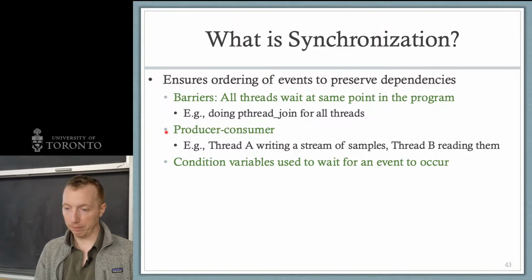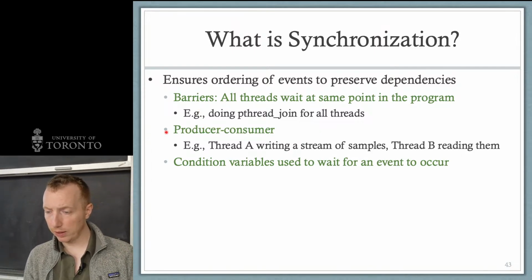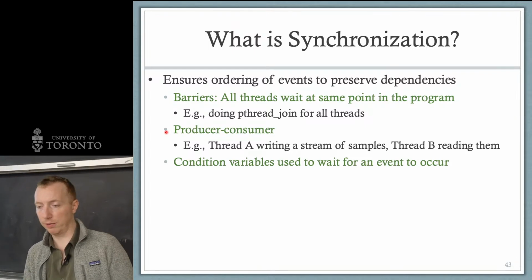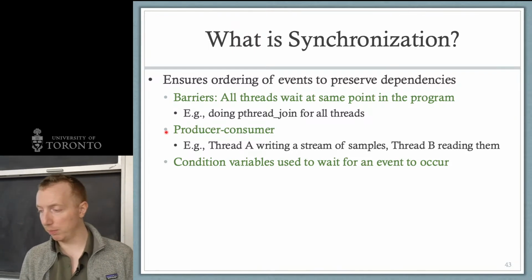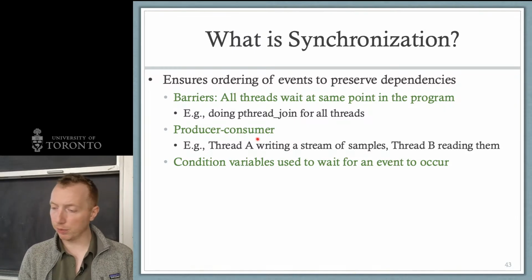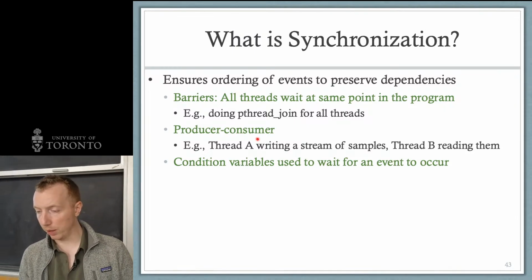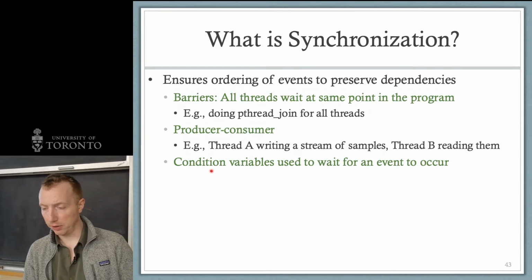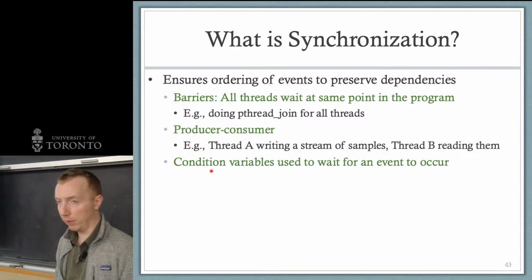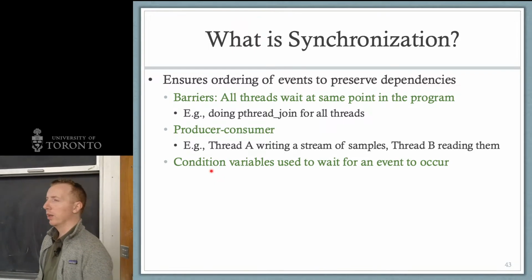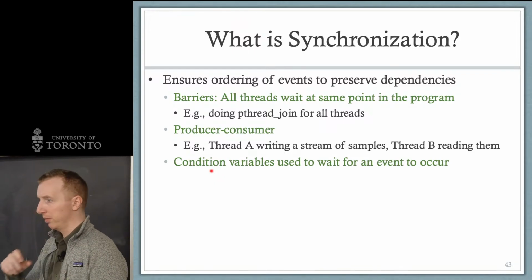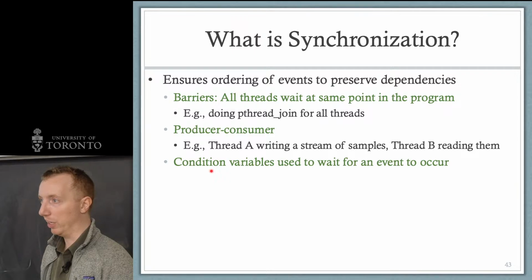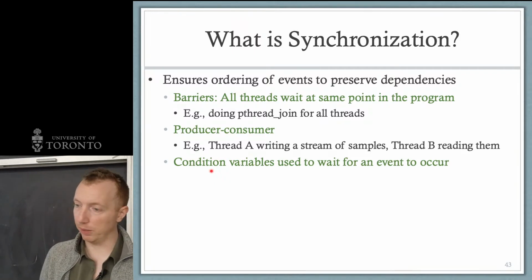And then we could have a producer-consumer example where thread A is waiting for stream examples, thread B is reading them. So one's writing, one's reading. Could have multiple readers, multiple writers, doesn't matter. You could also use condition variables to wait for an event to occur. Condition variables, basically, they're just like a queue that you can manage yourself.